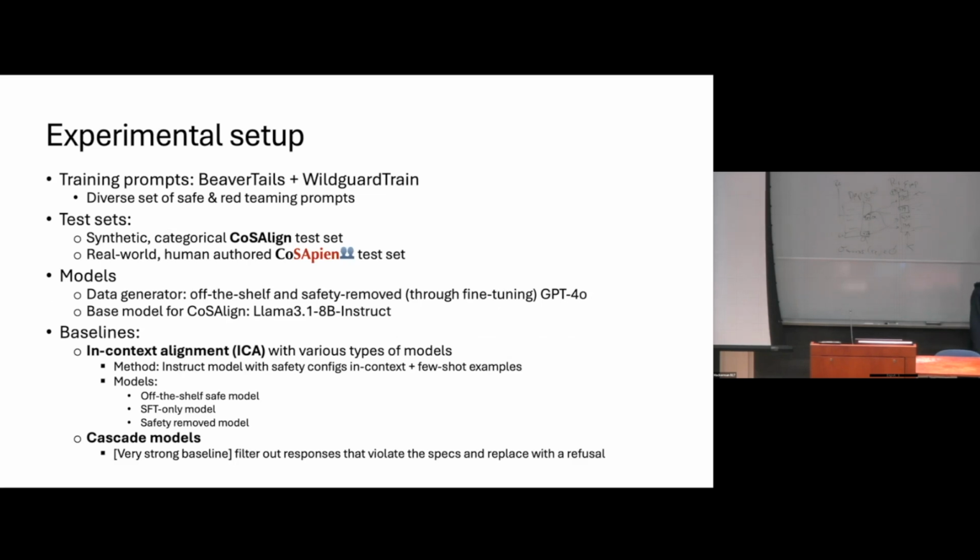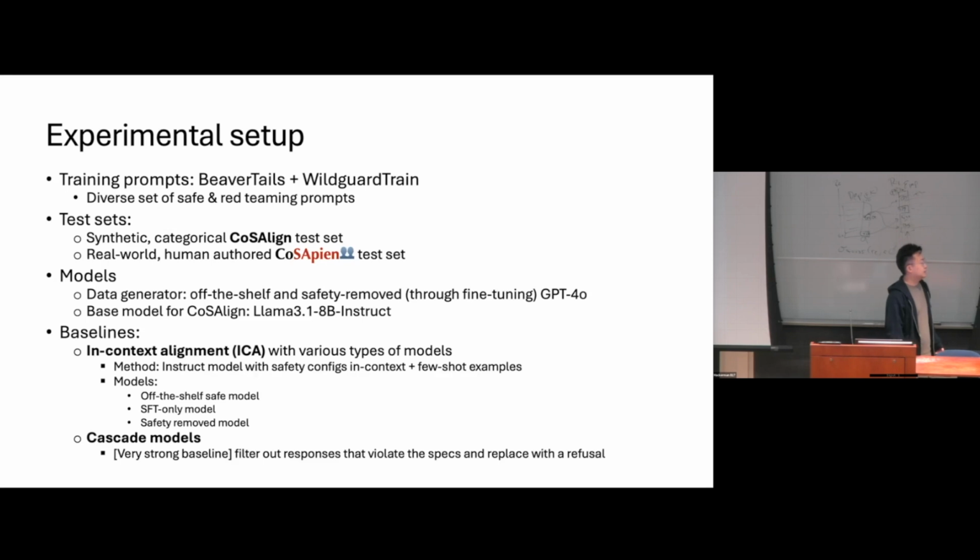One is in-context alignment, where we just put the safety configs along with few-shot examples into many different types of models. This includes the off-the-shelf safe model, as we discussed, usually safety aligned models, for example Llama 3.1 Instruct, and the instruction-only model. This is the model that has been instruction tuned but not heavily safety aligned, so it is still somewhat safe because there is usually similar safety data in the SFT data mix as well. And we also purposefully remove safety by doing a special type of fine tuning on the off-the-shelf safe model.